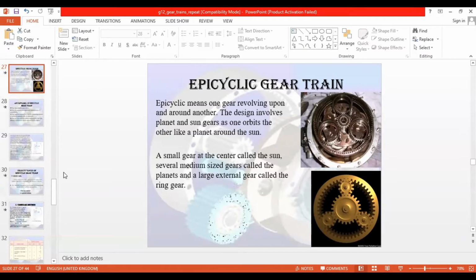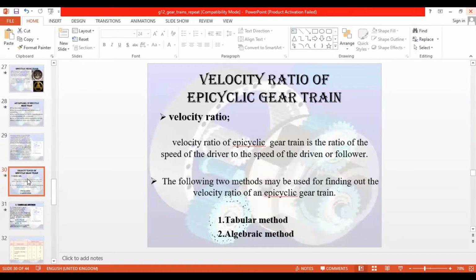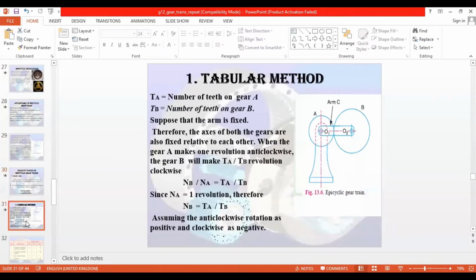Epicyclic gear train, right? In order to find this velocity ratio in epicyclic gear trains, we usually use two methods: the tabular method and the algebraic method. The following two methods may be used for finding the velocity ratio of an epicyclic gear train. We'll see them one by one. The first one is the tabular method.